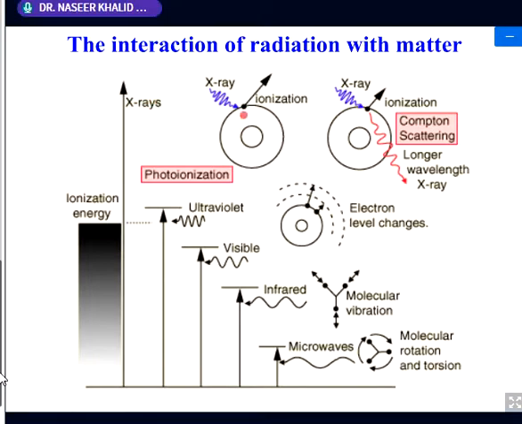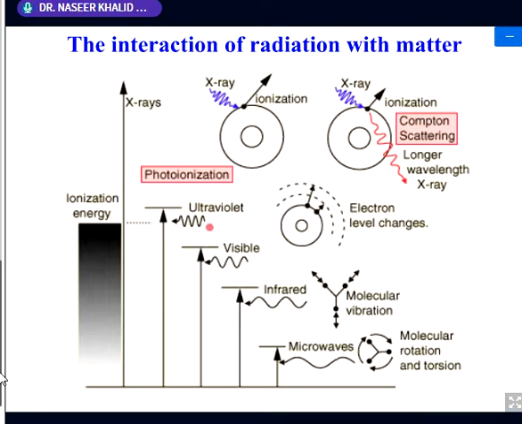For example, emission of electrons from the inner shell takes place, and due to this ionization, X-rays are generated. So this is the basic phenomenon: high energy is required to eject an electron from the inner shell, and this is the origin of X-rays. We are not going into detail; I am just giving you an idea of how radiation interacts with matter.